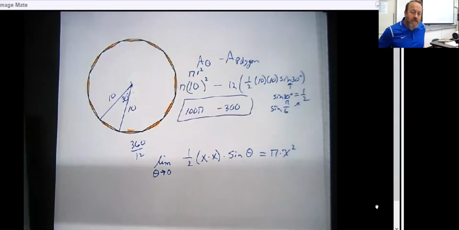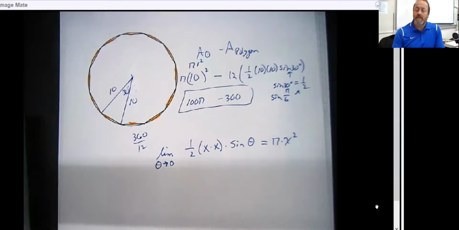So as it gets more and more sides, you're going to get closer and closer to that circular case. And in fact, that's where pi r squared comes from. But that's something that you'll learn about in calculus next year. So that's a little thing about using polygons and triangles together to find area.